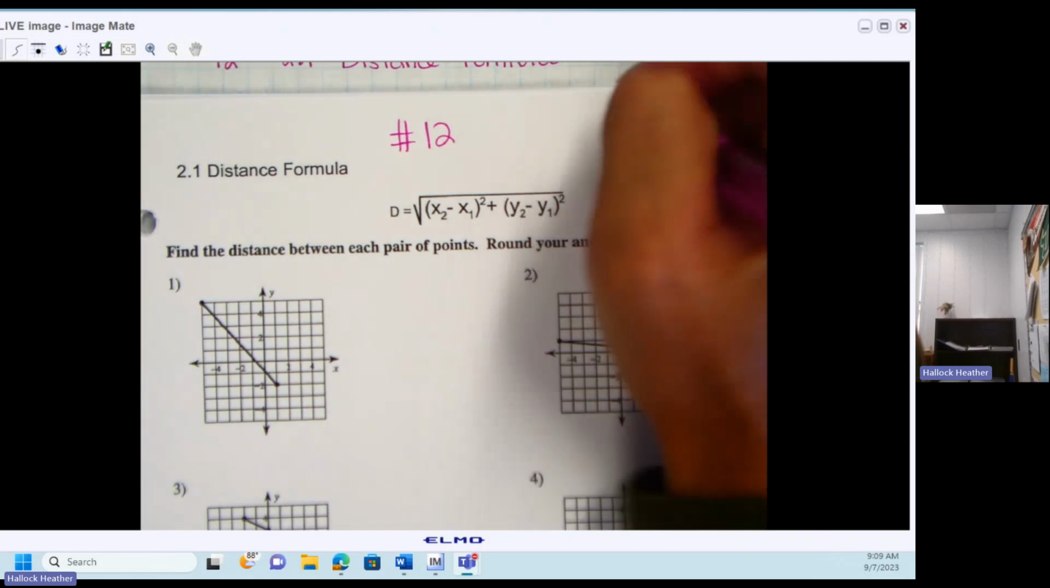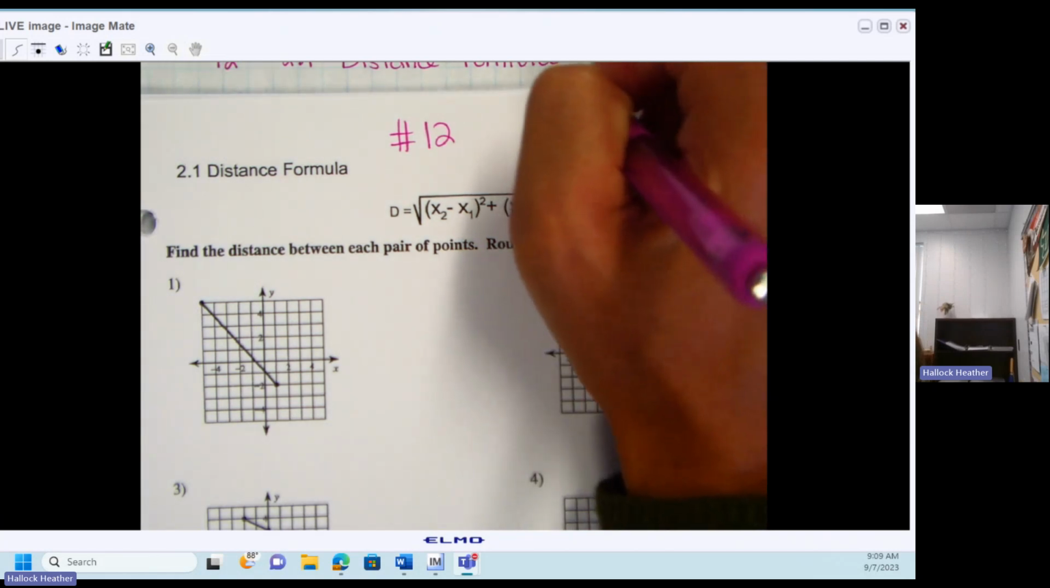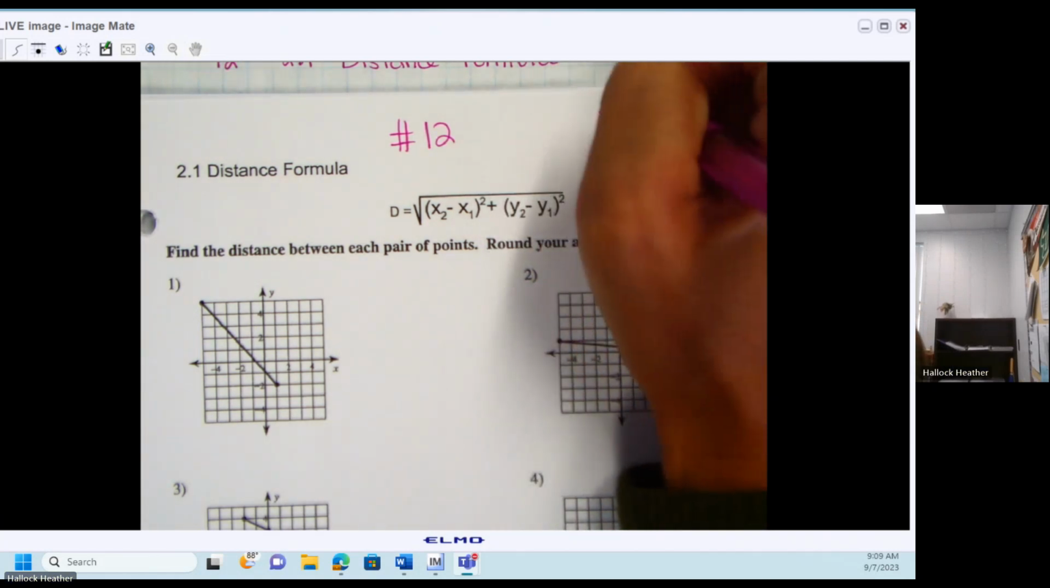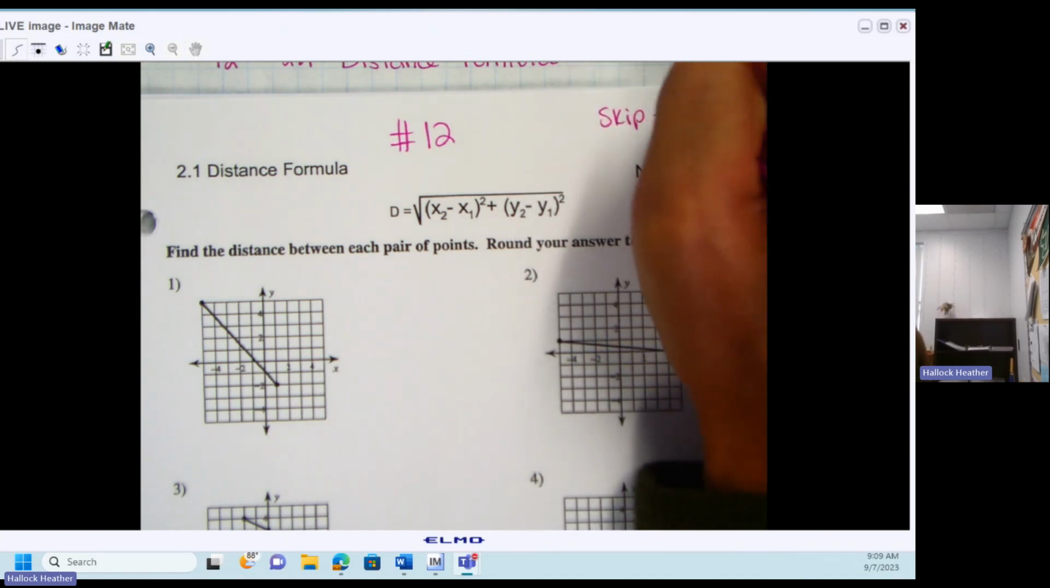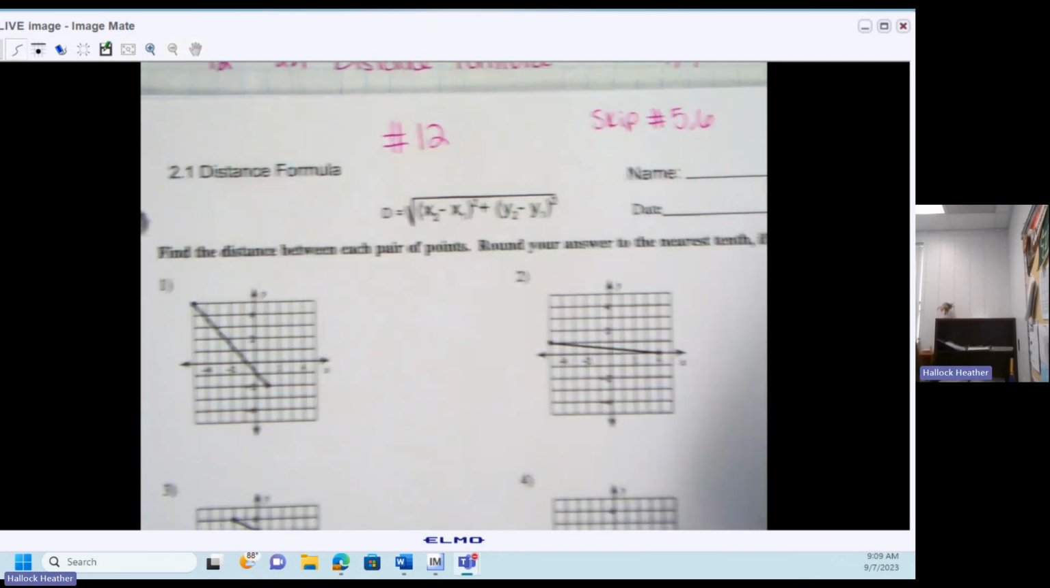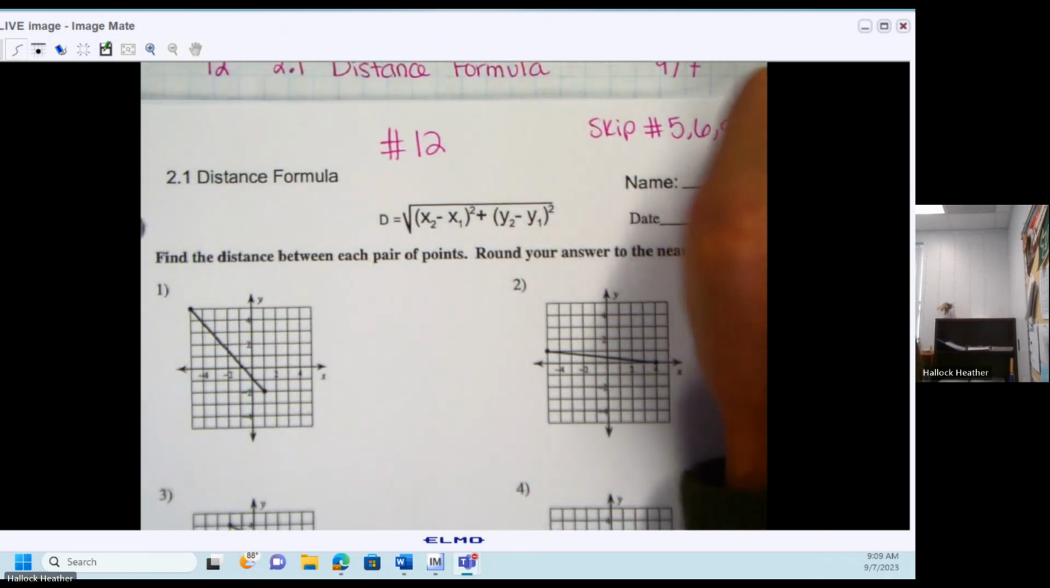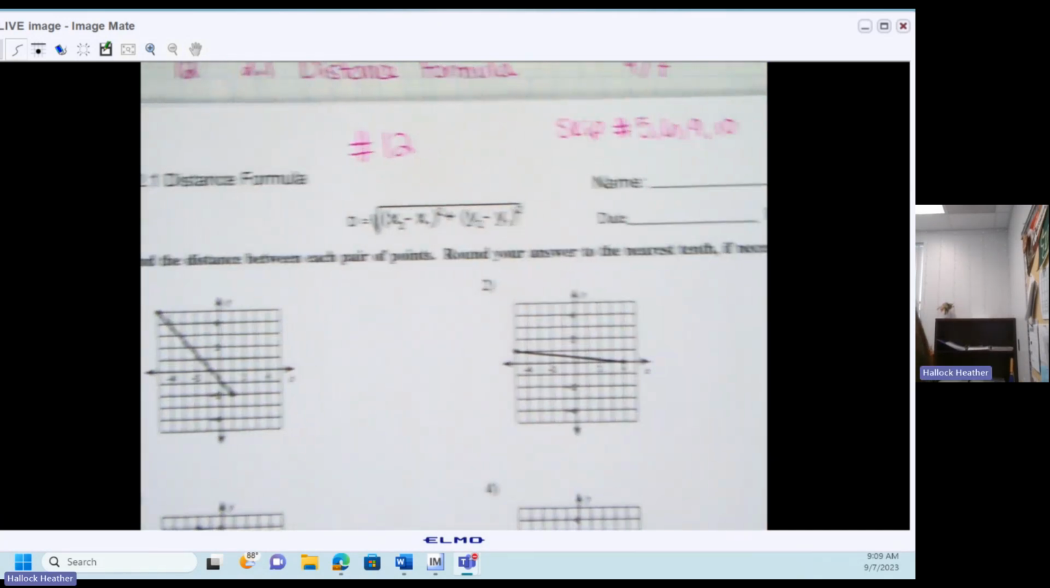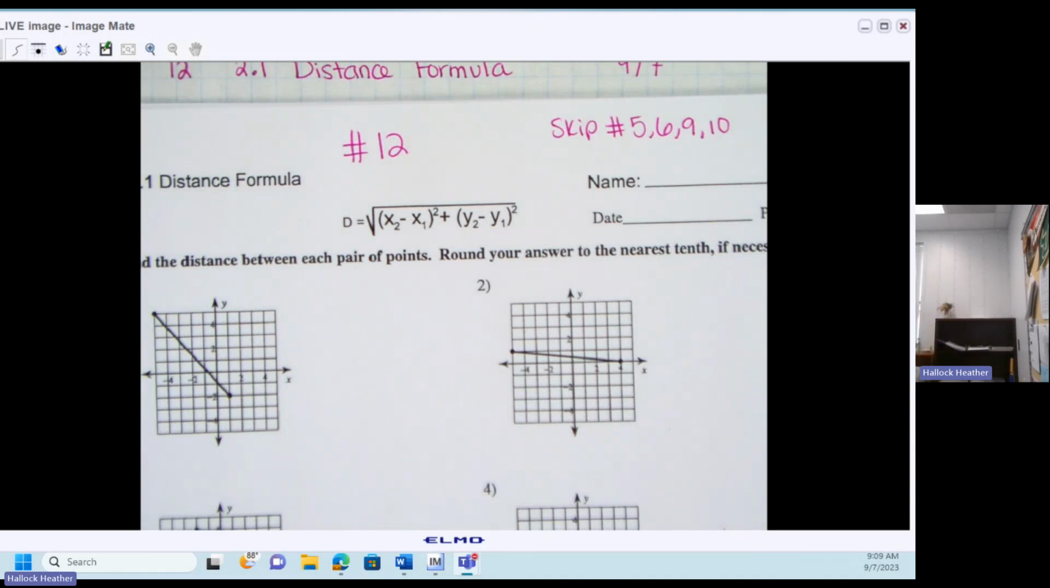First thing I want you to do is we're going to scribble out some of these because there's kind of a lot. So just cross out number 5 and 6, and then also 9 and 10. So 5, 6, 9, and 10, you can cross out. You don't have to do those ones. You can skip those ones.